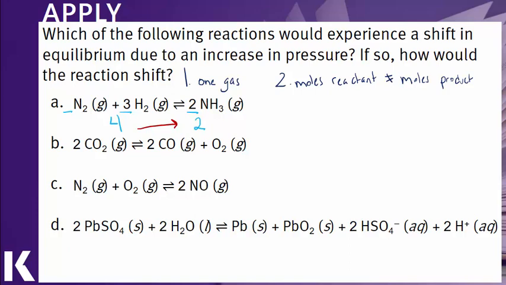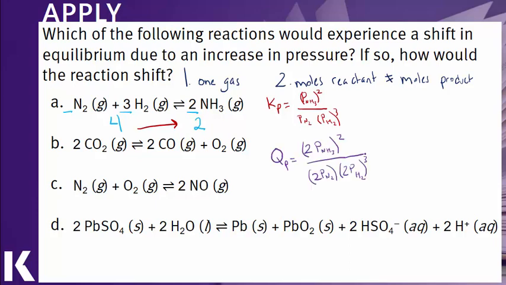To understand why it shifts toward the product, let's write out the equilibrium constant and reaction quotient equations. Kp equals the partial pressure of NH3 squared over the partial pressure of N2 times the partial pressure of H2 cubed. The question asks about an increase in pressure. Let's say we double the pressure. Then Qp equals 2 times the partial pressure of NH3 squared over 2 times the partial pressure of N2 times 2 times the partial pressure of H2 cubed. This gives us 4 over 2 times 8, all times the equation of Kp.